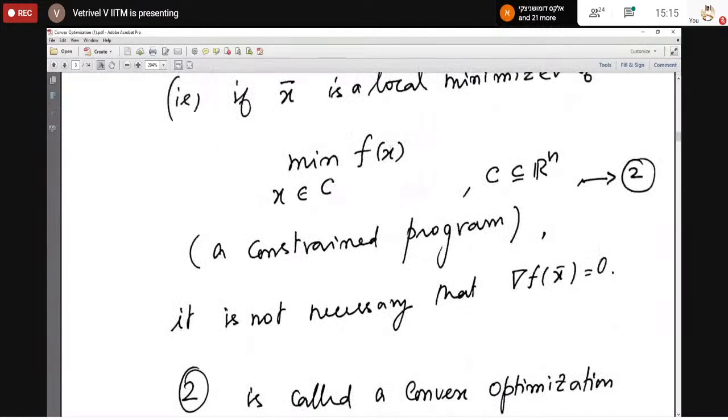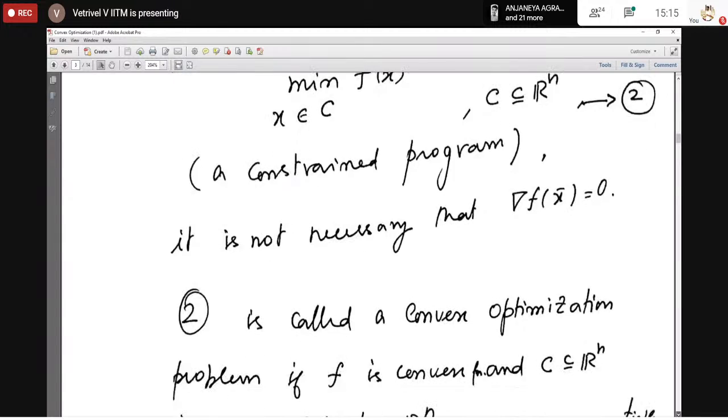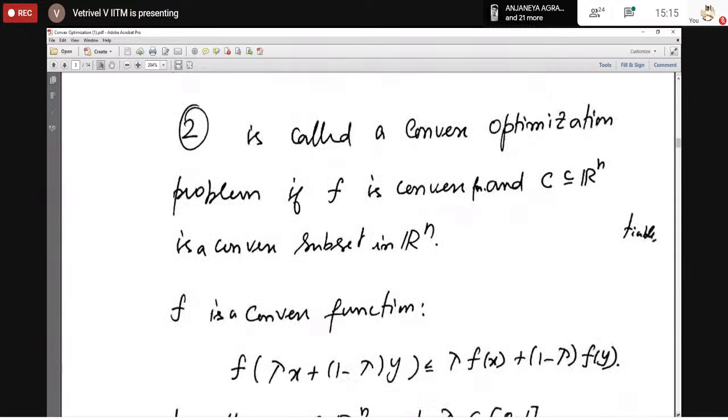So f should be convex. This is called the feasible set, the constraint set. Both should be convex. The function should be convex, and the set C also should be convex. Sometimes if one of them is not satisfied, then it is called a non-convex program.